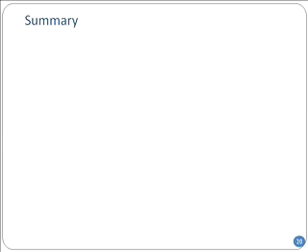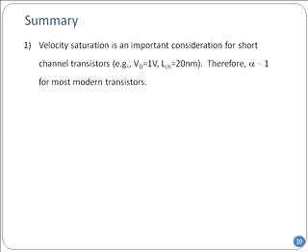So let me summarize then. One thing I wanted to emphasize in today's lecture was the importance of velocity saturation, because if you have a strong electric field, at some point the electrons cannot go any faster. Therefore, the charge must remain constant in order to keep the current constant, and that is reflected by a linear dependence on Vg minus Vt that I have explained.